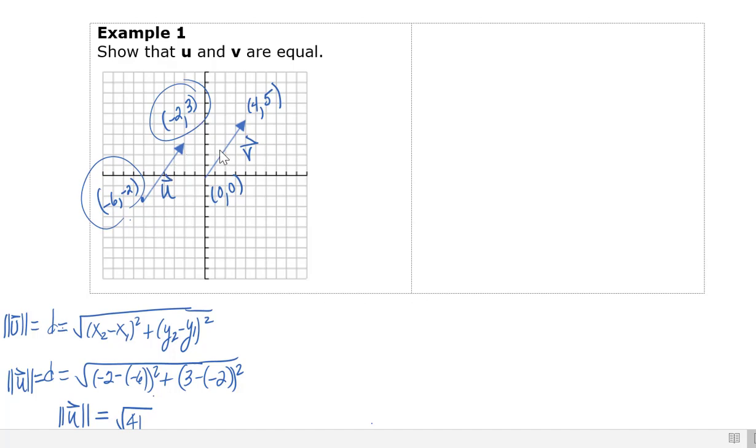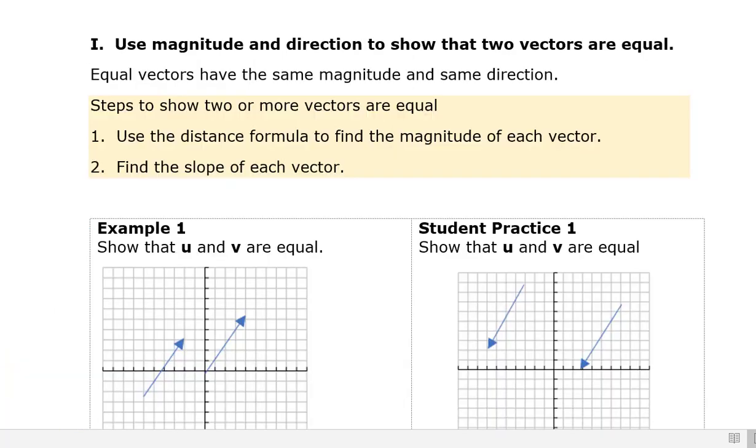And as long as the arrows are pointing in the same direction, if the slope is the same, then we know that the direction is the same. So we can use slope to help us find the direction of two vectors. So the first thing we want to learn how to do is just to show that two vectors are equal by looking at the magnitude and direction. So we've got steps here to show that two or more vectors are equal. In order to find the magnitude, we just need the distance formula. We want to find the distance between those 2 points. And to find the direction, all we need to do is find the slope.